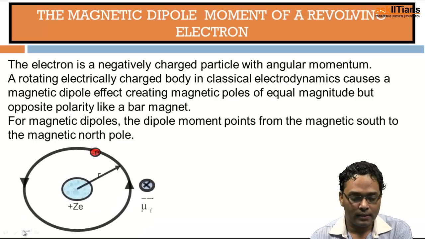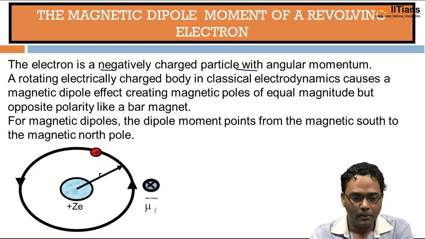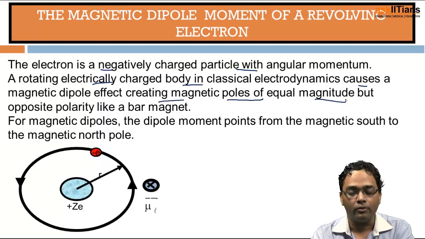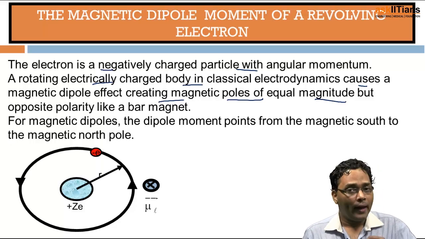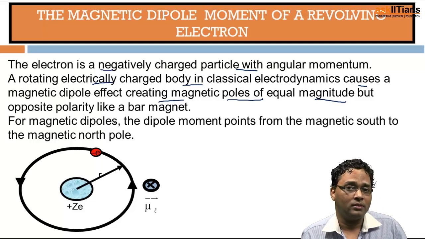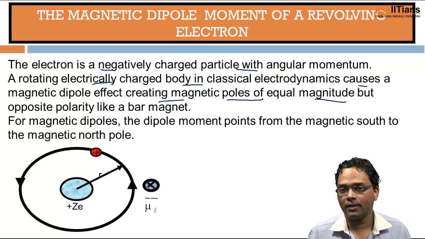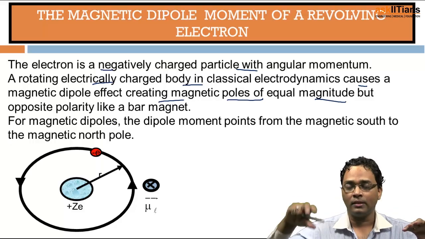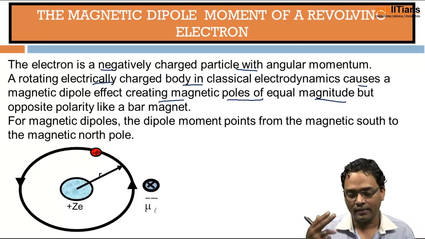So let's try to understand this case. An electron is a negatively charged particle, obviously with an angular momentum. We know that from Bohr's principle. A rotating electrically charged body causes a magnetic dipole moment, creating magnetic poles of equal magnitude. But have you ever thought about something? Try to think about it. Why do you not have magnetic monopoles? You have electric monopoles, that is, you have a single positive charge, you have a single negative charge, but you do not have magnetic monopoles. That means you do not have a standalone north pole, you do not have a standalone south pole. You always have them in combination. Why is that not possible? Try to think about it.